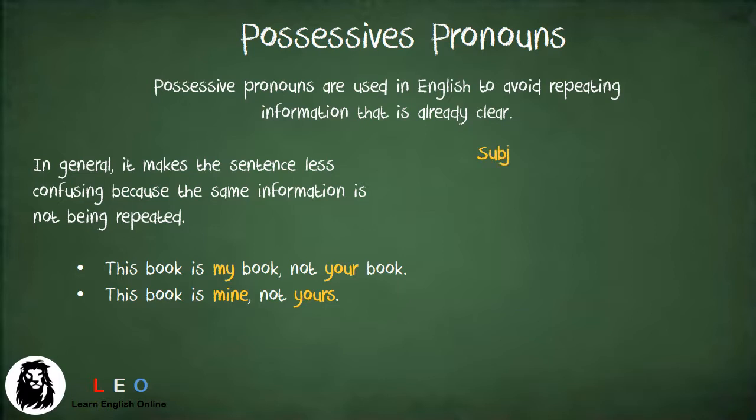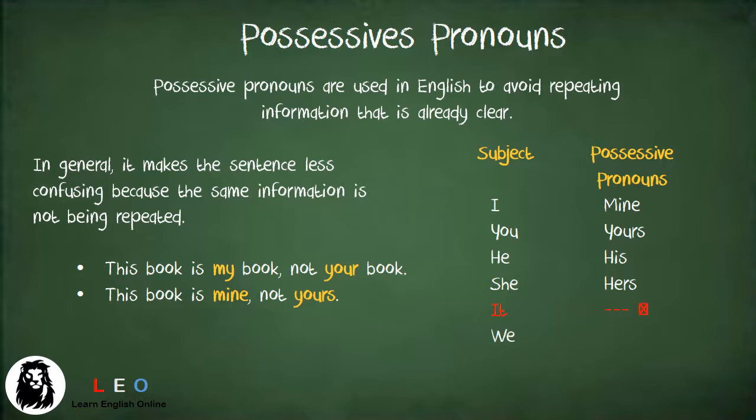The possessive pronouns in English are as follows. When the subject is I, the possessive pronoun is mine. When the subject is you, the possessive pronoun is yours. When the subject is he, the possessive pronoun is his. When the subject is she, the possessive pronoun is hers.